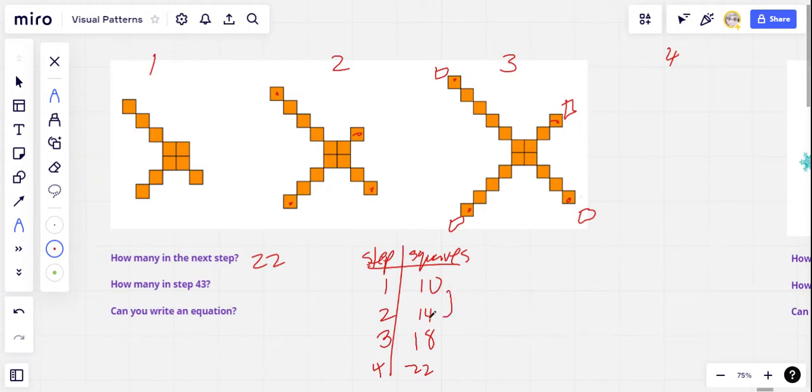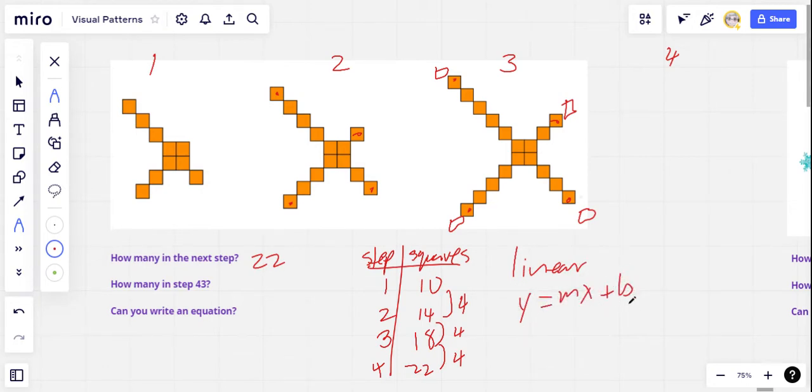Usually we subtract here. We take the difference between each step, and you may know what this is going to be already. 14 minus 10, 4. 18 minus 14, 4. 22 minus 18, 4. The difference between each step should be the number we're adding each step. So we're adding 4. The difference between each step is 4. When it's the same number between each step, the difference is the same in each step, what we have is a linear pattern. And we can use the equation for a line to model that.